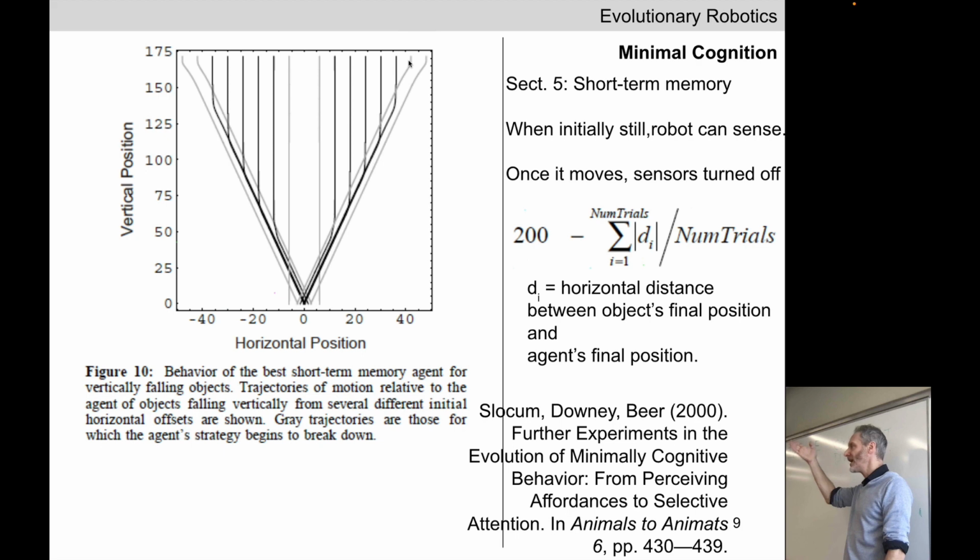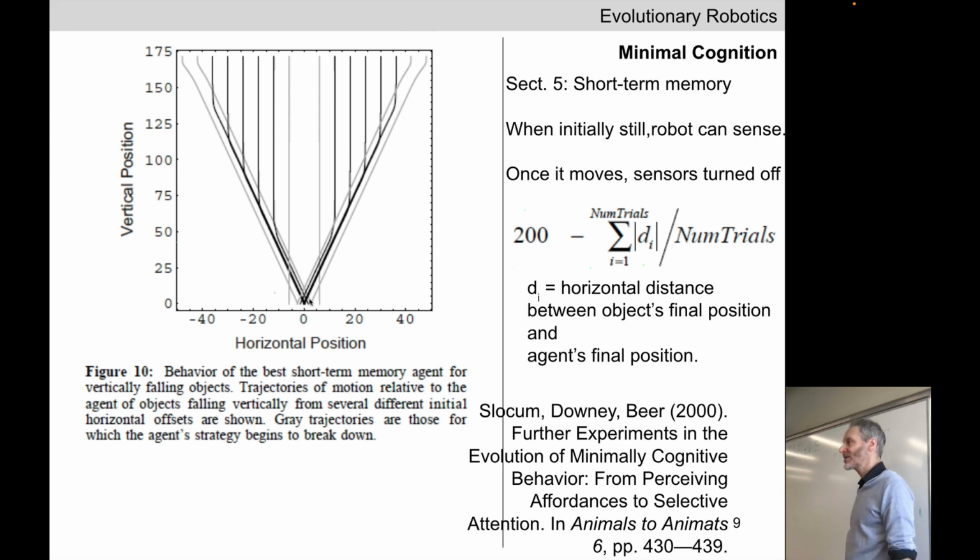What are the diagonal lines telling you? What's happening? We're evaluating this CTRNN in 16 different environments. The object starts at some different horizontal position at the top of the screen. The object always falls straight down. What's happening? The robot starts moving. So a diagonal line is representing that the horizontal difference between the position of the robot and the horizontal position of the object is changing. Yeah?